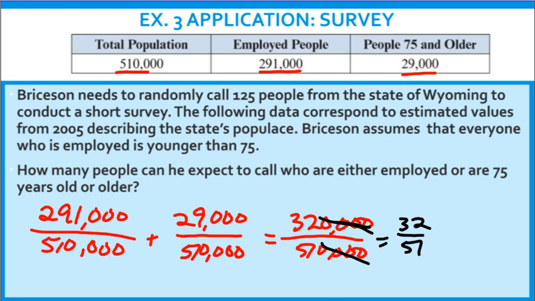And it says that they're going to be calling 125 people. So if I take that times 125 people, so 32 times 125 divided by 51, you get about 78.43, which is about 78 people. So they can expect about 78 people who are either going to be employed or 75 years or older.